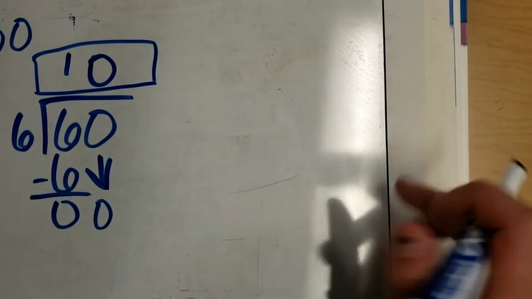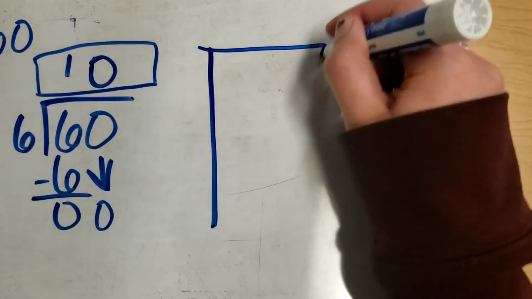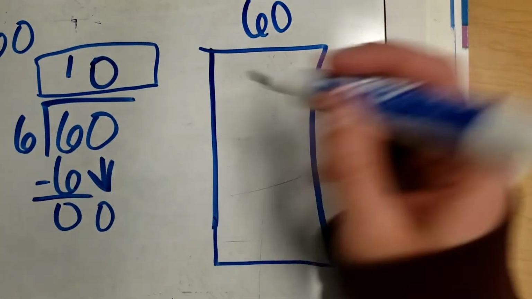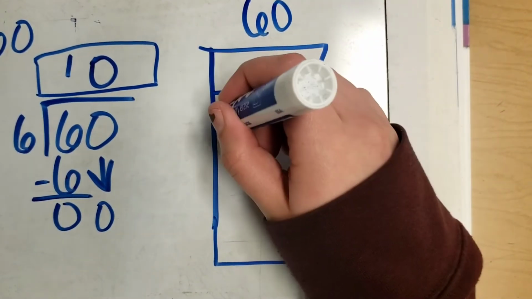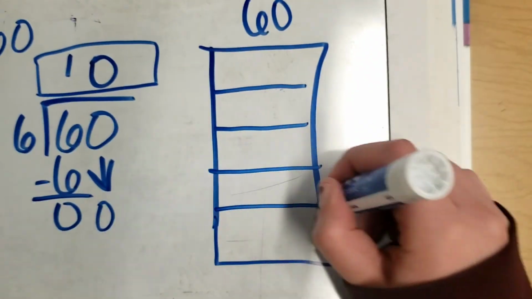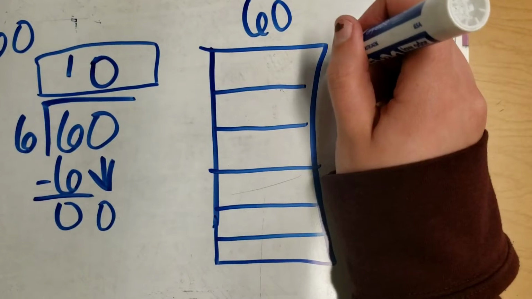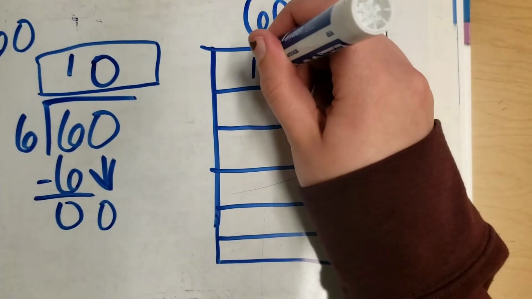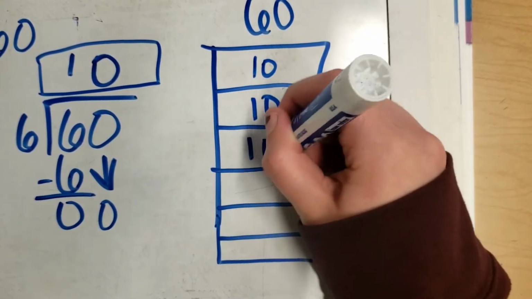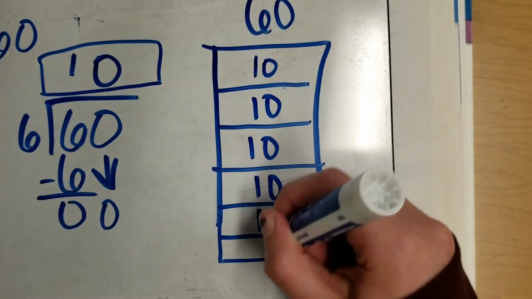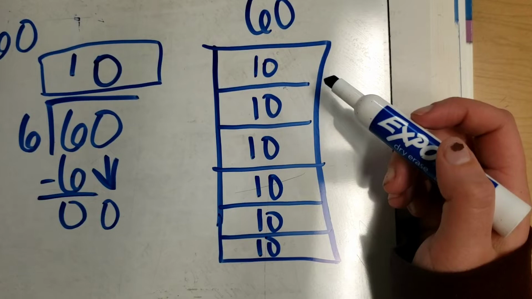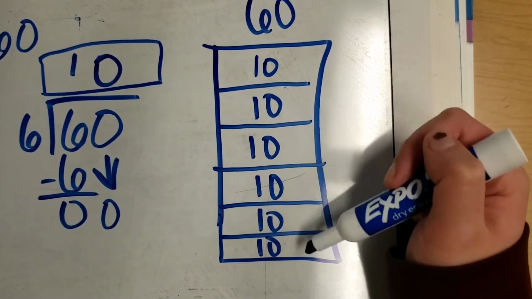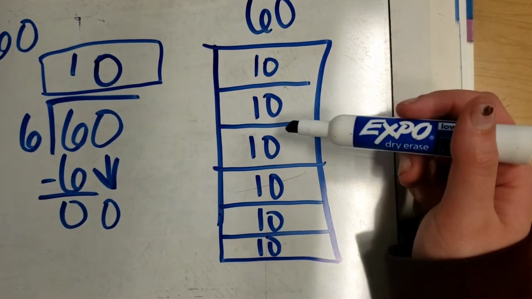I'm going to do it over here because there's more room. Here's our picture. So we got 60 up here, and we're going to divide it into 6 equal groups. 1, 2, 3, 4, 5, 6 groups. And they are each 10. Now this is important because it helps us to see the problem easier. When I tell you to draw pictures, this is a way to see how this makes sense.